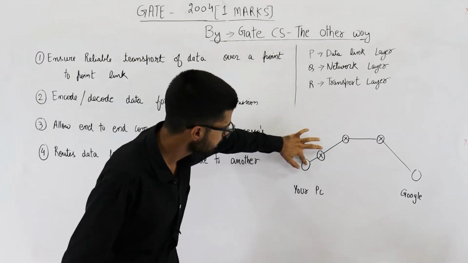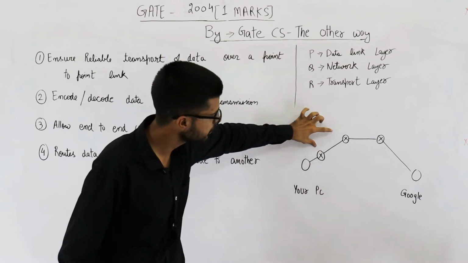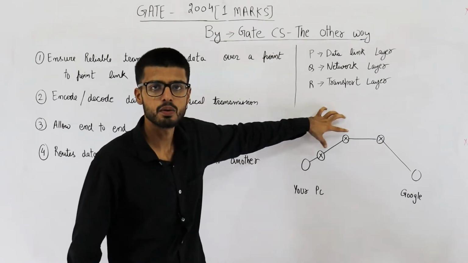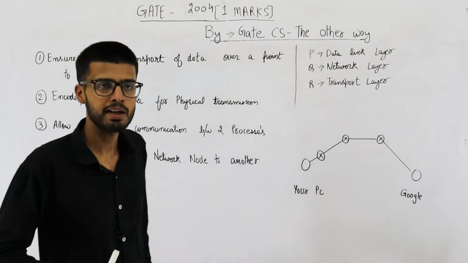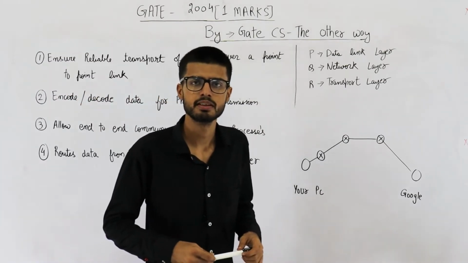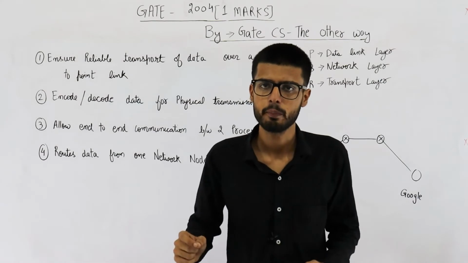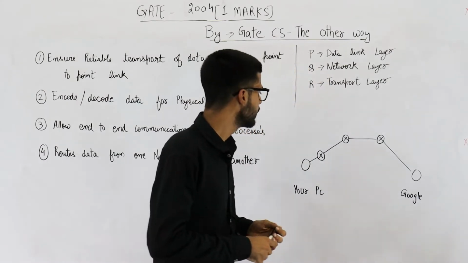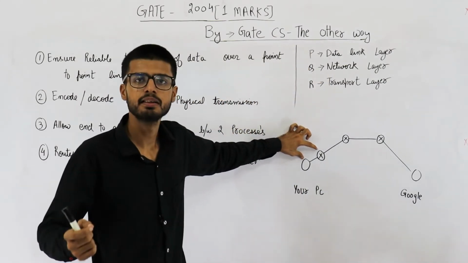From here, data is transmitted till your router. Then from this router, data is transmitted to this router and so on. This is done by data link layer. Data link layer has various responsibilities. Major one is hop to hop delivery. For doing so, it needs to manage the MAC addresses.